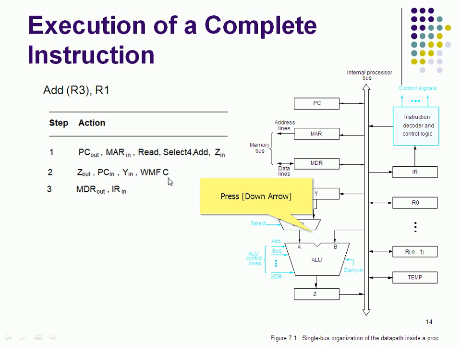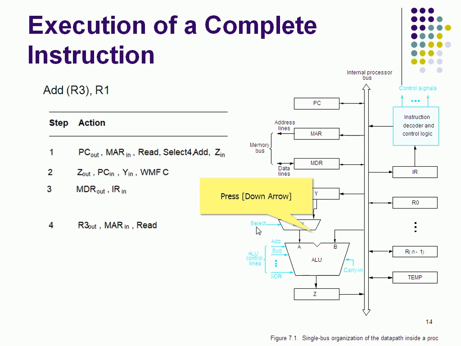Now we have to bring it out, so MDR out and IR in, right? The complete instruction is at the MDR, and now we place it into the IR, the instruction register. So the instruction register will hold that instruction. These first three steps we call the fetch phase. Once the three fetch steps are completed, three clock pulses will have been spent. Now assume that the complete instruction is available at the IR.